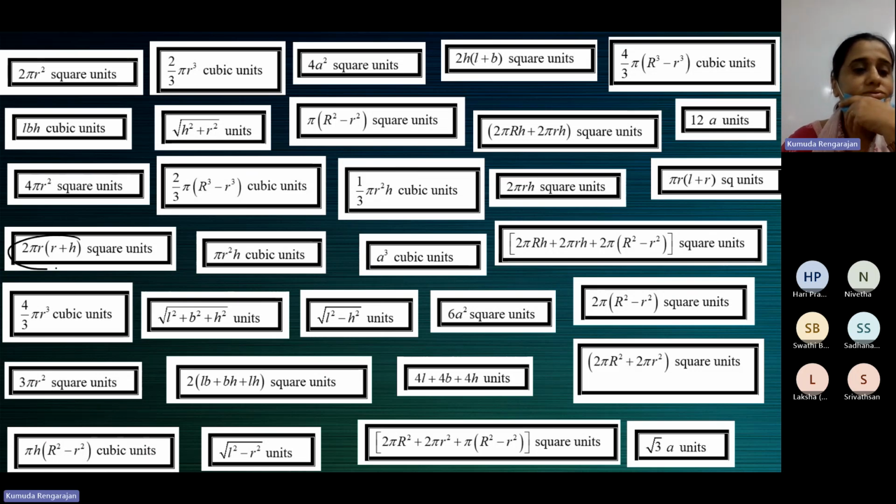What is this? Curved surface area of a hollow cylinder.